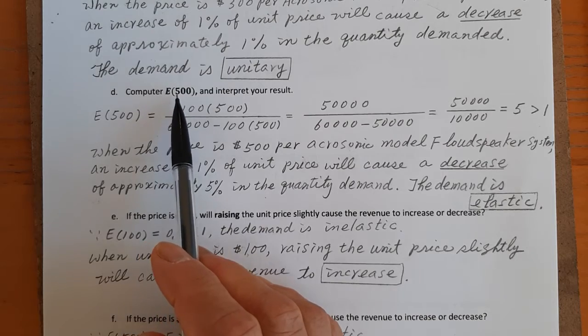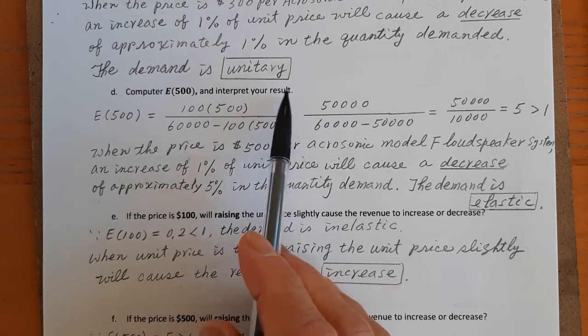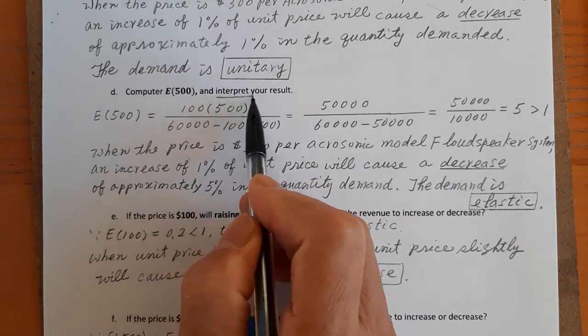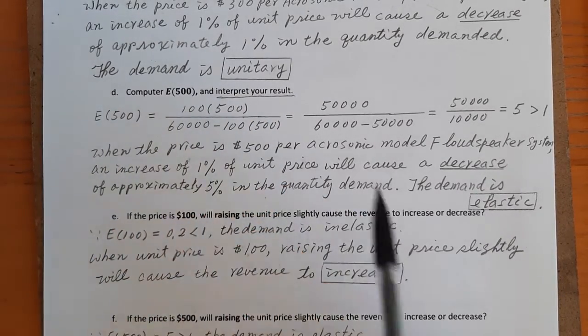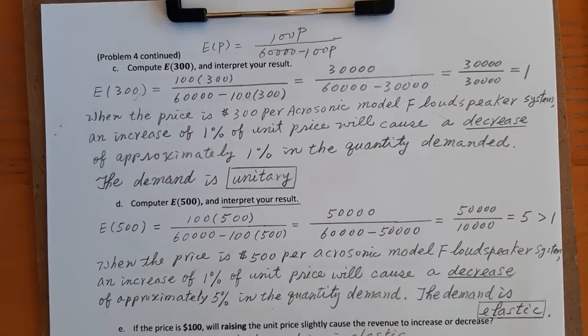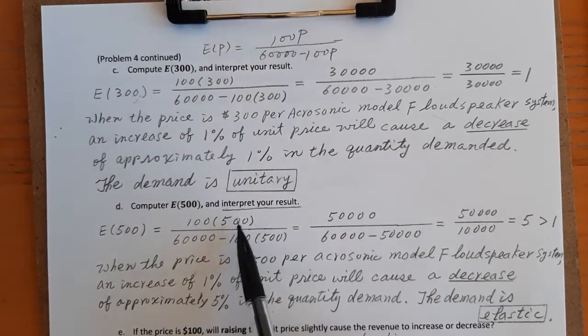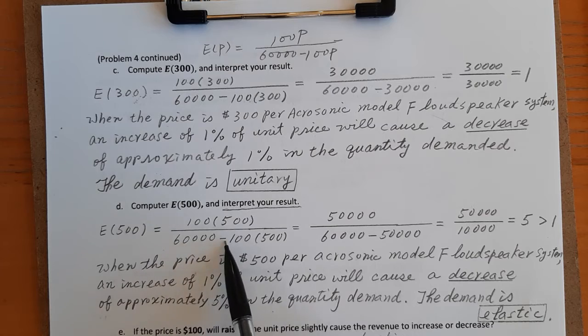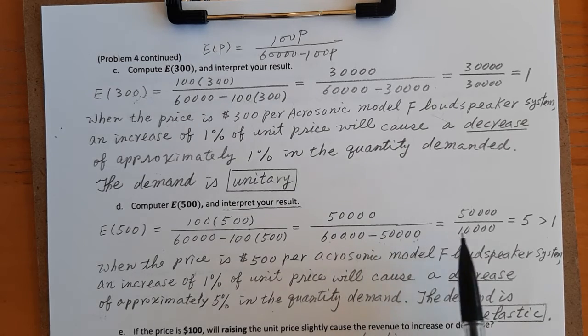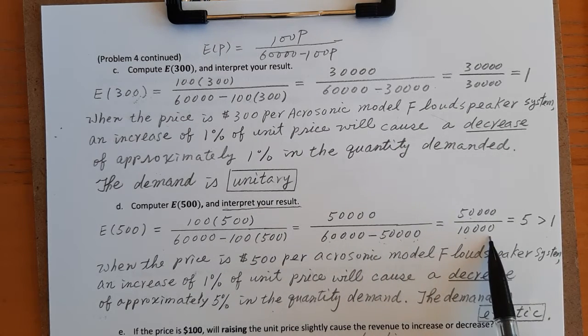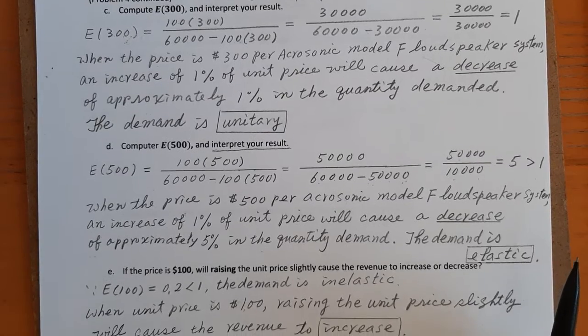Compute E of 500 and interpret your result. So E of 500: plug in P equals 500. This is 100 times 500 over 60,000 minus 100 times 500. So we get 50,000 over 60,000 minus 50,000, which is 50,000 over 10,000. So we get 5, which is greater than 1. Greater than 1 means the demand is elastic.